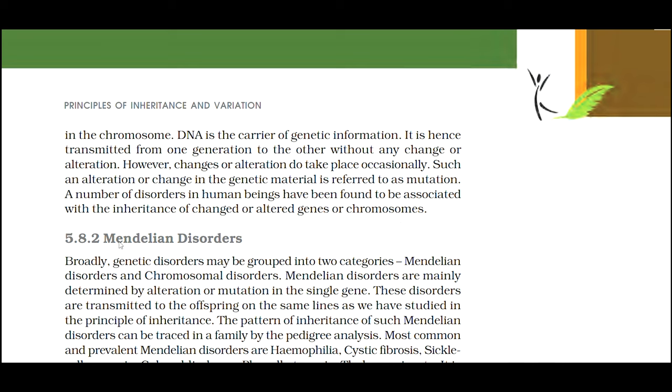Broadly, genetic disorders may be grouped into two categories, Mendelian disorders and chromosomal disorders. Mendelian disorders are mainly determined by alteration or mutation in a single gene. These disorders are transmitted to the offspring on the same lines as we have studied in the principles of inheritance. The pattern of inheritance of such Mendelian disorders can be traced in a family by the pedigree analysis. Most common and prevalent Mendelian disorders are hemophilia, cystic fibrosis, sickle cell anemia, color blindness, phenylketonuria, thalassemia, etc.